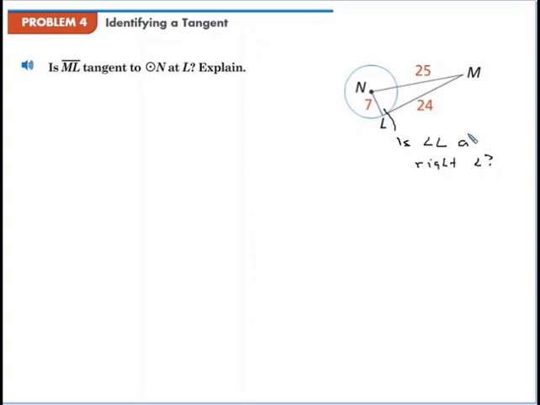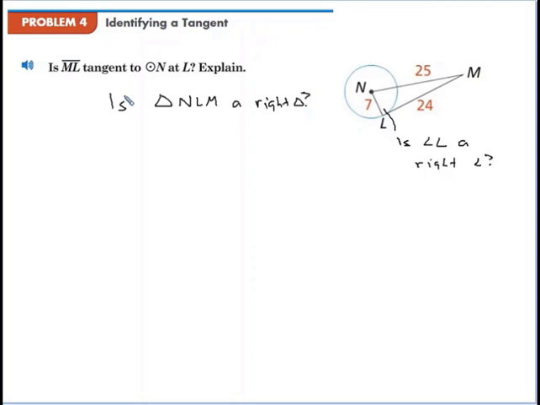So we could expand that even further and take a look at the triangle we have from M to N to L. We could basically say, is this a right triangle? So is triangle NLM a right triangle? That's another question that could be asked that would answer the original question.